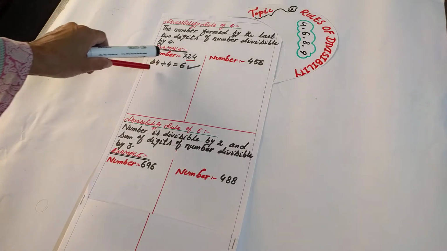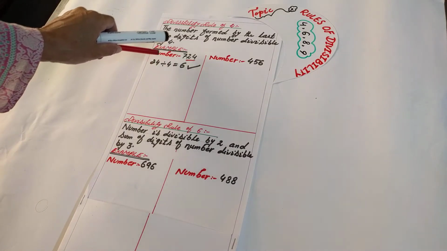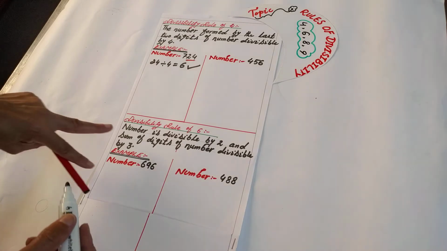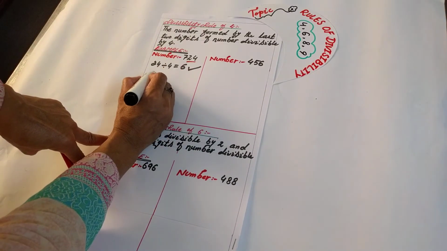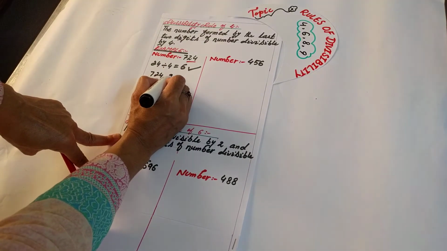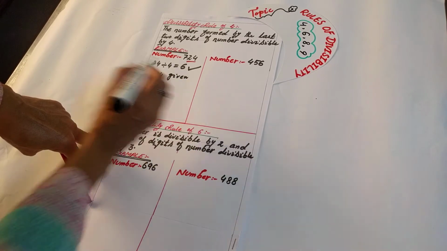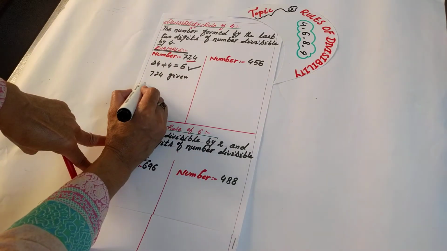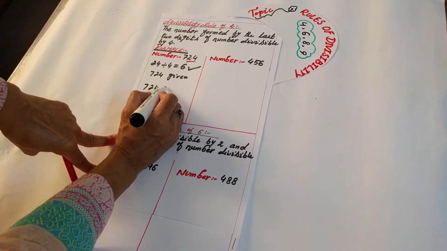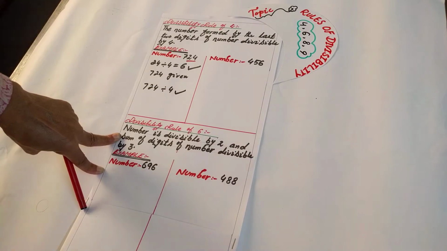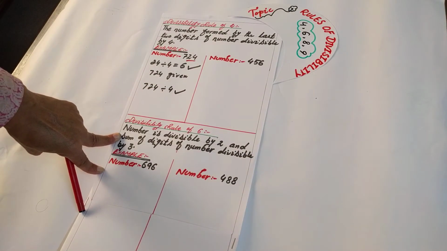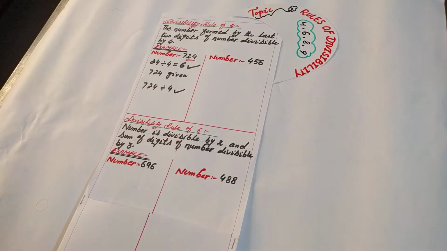It means if this new number is divisible by 4, then the given number, 724, that was the given number, will also be divisible by 4. Very easy. Let's take one more example.